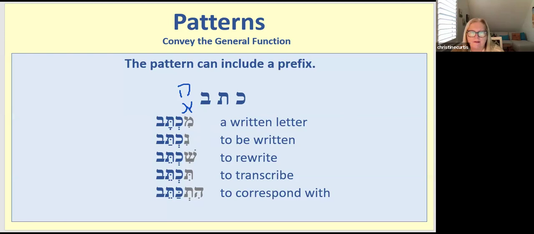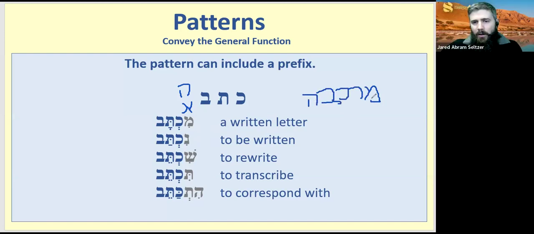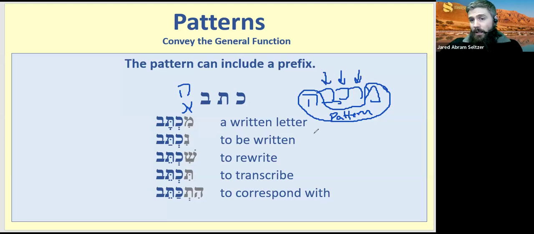Yes. So Merkava is a chariot. Is that the same mem situation? Yes, exactly. There you would have a mem at the front, a hey at the end, and then all the vowels underneath. All of that is going to be your pattern. And the root is resh, kaf, bet, which has to do with riding. So the heavenly throne room chariot, whatever you want to call it, is called Merkava.